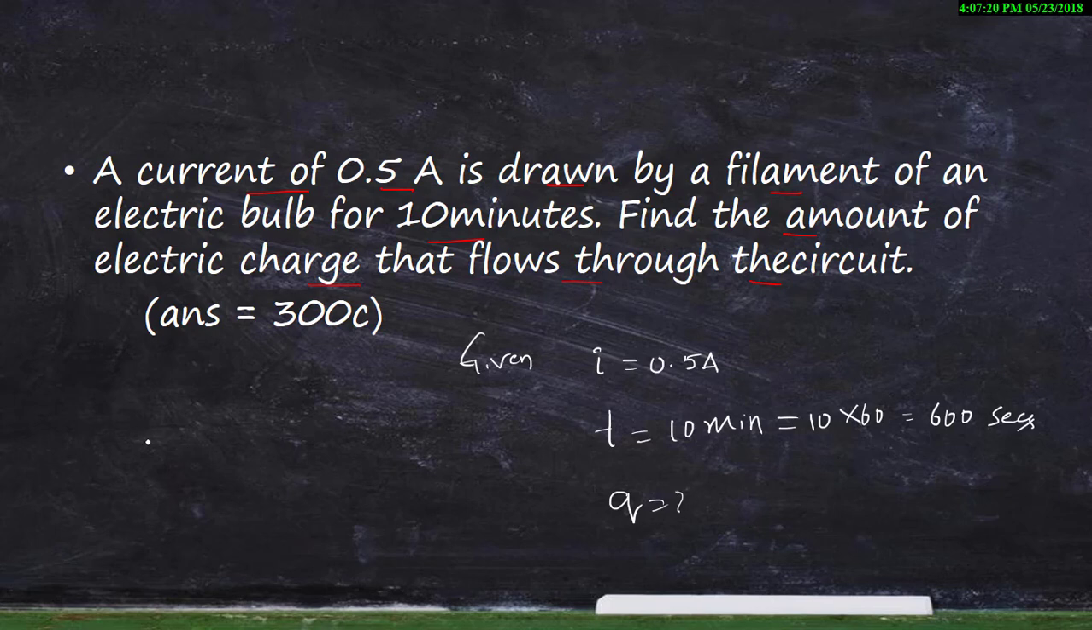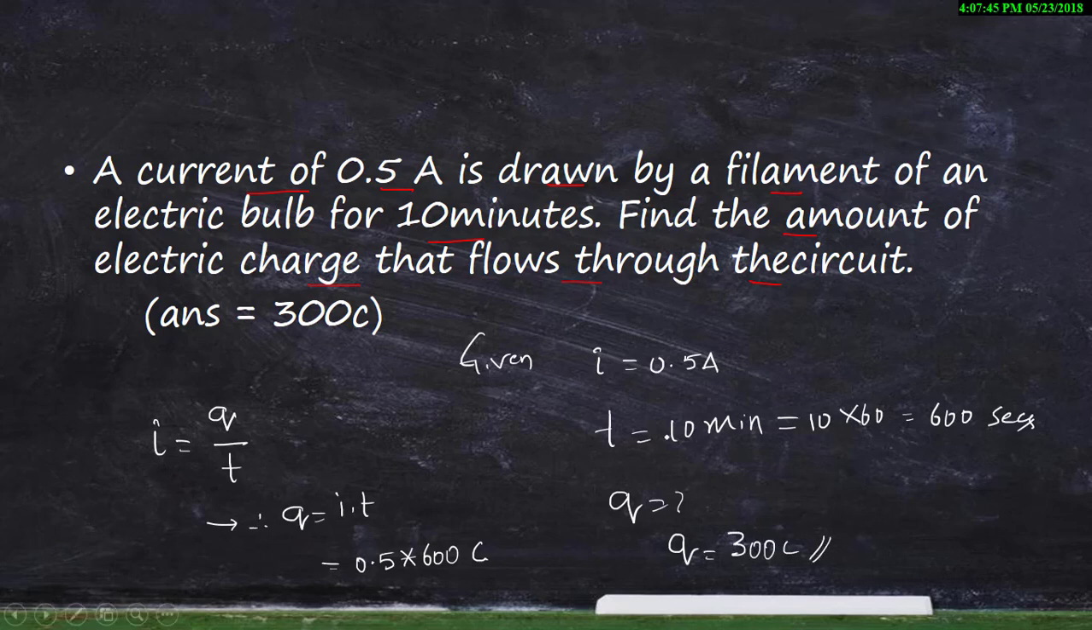From the definition of current, we know that current is defined as the amount of charge flowing per given time. I is equal to Q by T. Therefore, Q is equal to I into T. I is 0.5 amperes, given, into time 600 seconds, and we'll get the answer in coulombs. Therefore, Q is equal to 0.5 into 600, half of 600, that is equal to 300 coulombs. So that's the answer we got.